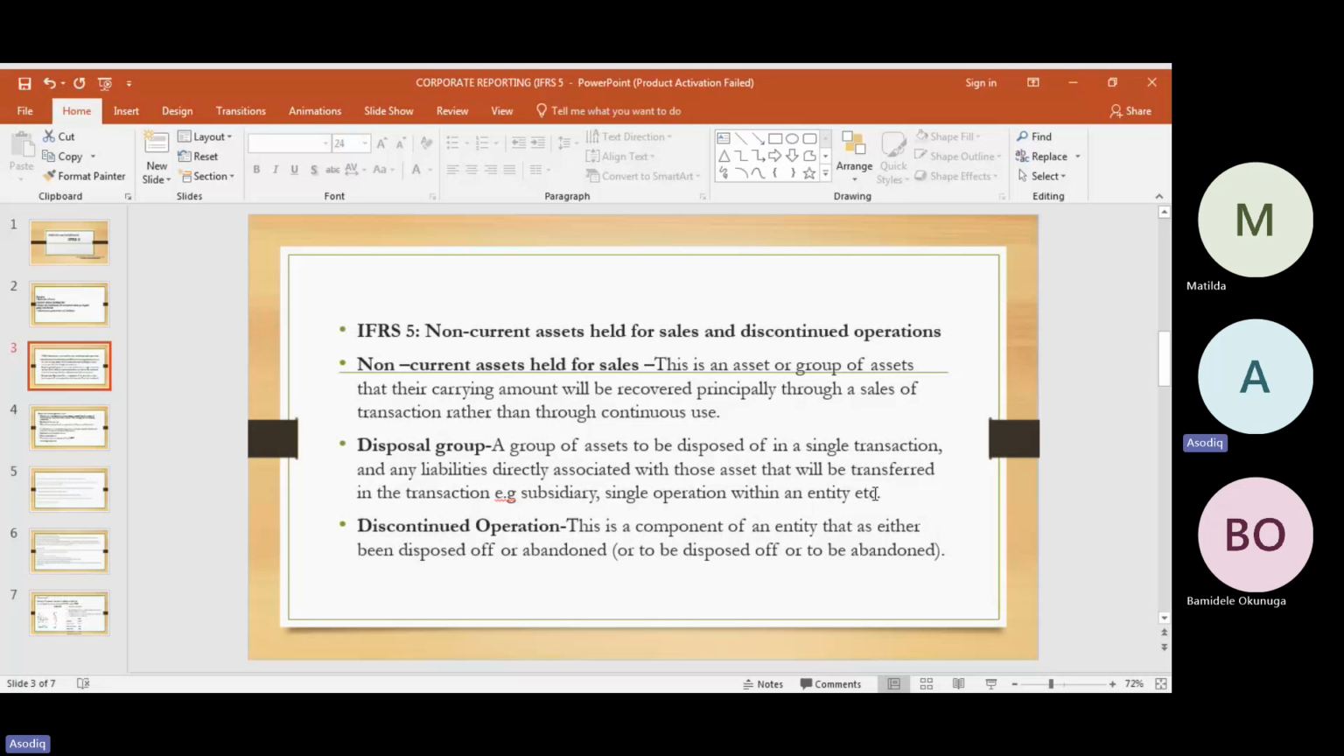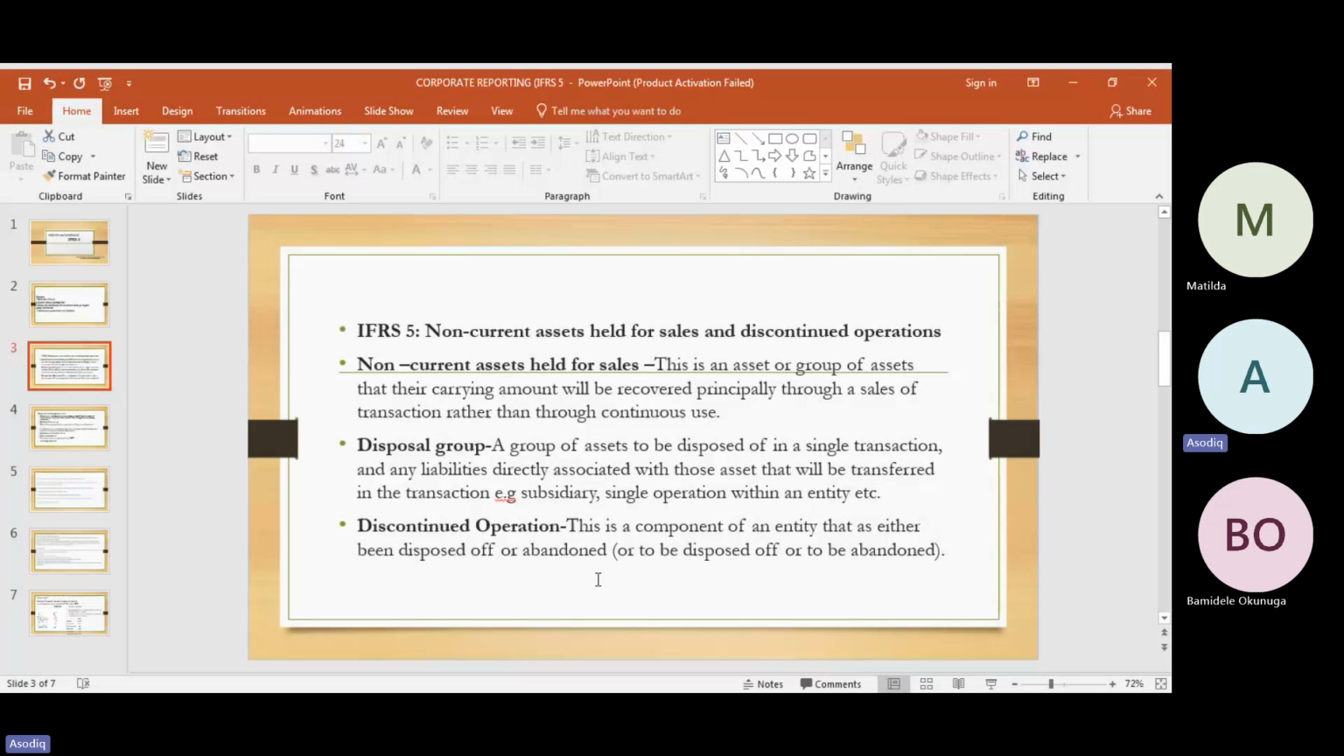Now, at the end of the period, how are you going to prepare the account? You are going to prepare your account in different entities and separate financial position. That means at the end of the period, your users will know that this particular segment is no longer put into use.